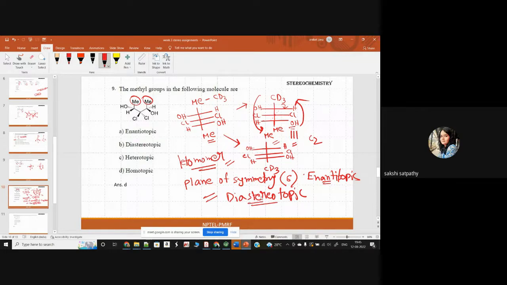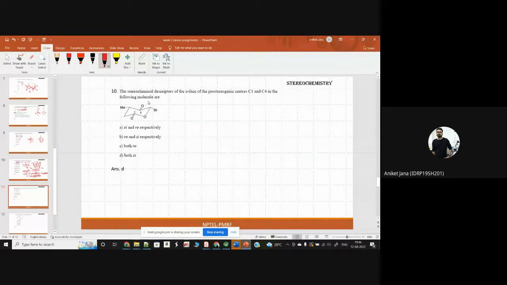Sir, what about heterotopic? Heterotopic is constitutionally different. We will discuss it in the last example. There is a constitutional heterotopic problem. In the case of heterotopic, if we change the two groups with other groups like AX or CD3 as we did there, then they will be constitutional isomers. Okay, yes, sir. So is this clear? Homotopic, enantiotopic and diastereotopic. Yes, sir. Okay, then we will move to the next problem.